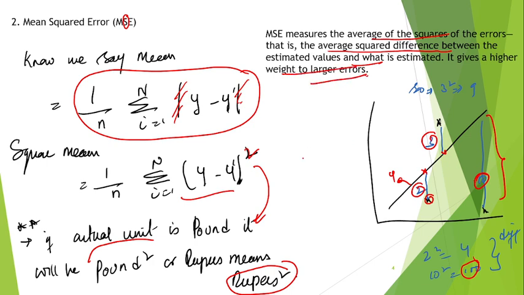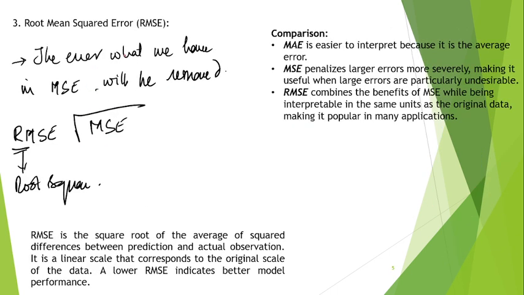Do remember, it will give you a higher weight for the larger error, and the dimensionality or the units you are going to choose will be changed. This is the major disadvantage of mean square error. Then root mean square error. MSE, we have already got it. Then we take the root of this one. This means we are removing this square.